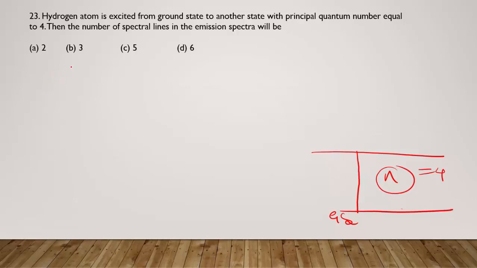Here we have the formula to calculate the possible number of spectral lines in the emission spectra. That formula is n(n minus 1) divided by 2. Using this formula we can calculate the possible number of spectral lines for the given number. Here n equal to 4, so 4 into (4 minus 1) divided by 2, that is 4 into 3, 12, 12 by 2 is equal to 6. Option D is the right answer.